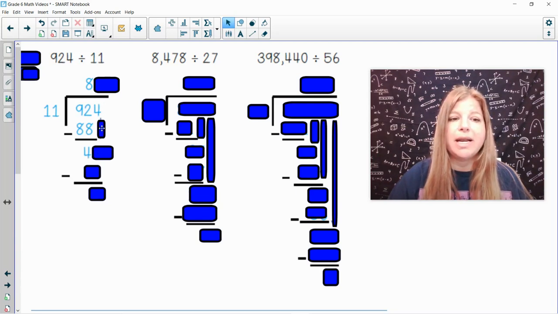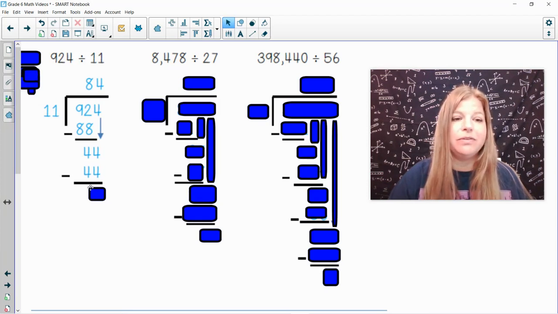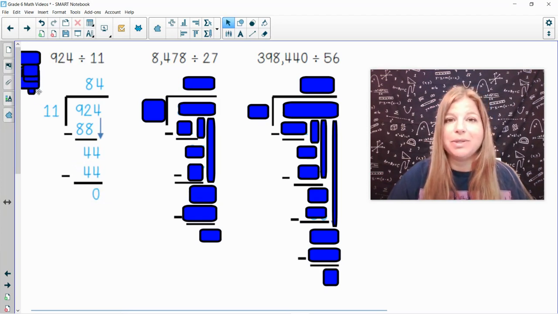Then I go ahead and I bring down the next number that's in my dividend, 4. And then I ask myself the same question. How many times does 11 go into 44? 11 divides into 44 4 times exactly, because 11 times 4 is 44. And when I subtract it, I'm left with 0. And so 924 divided by 11 is 84.